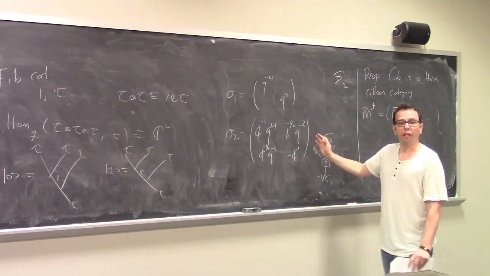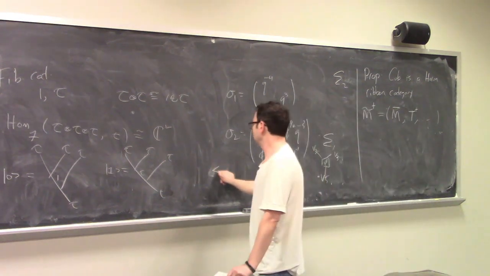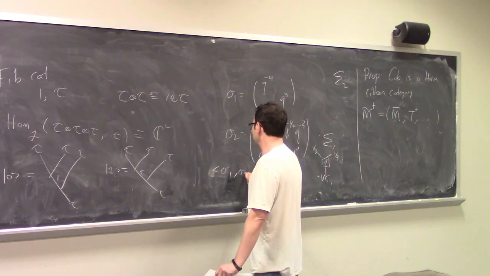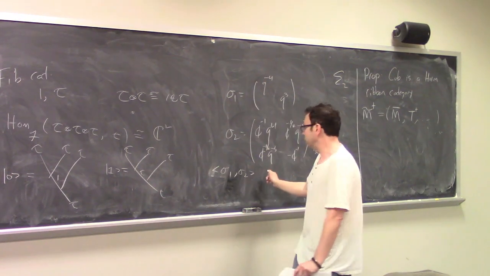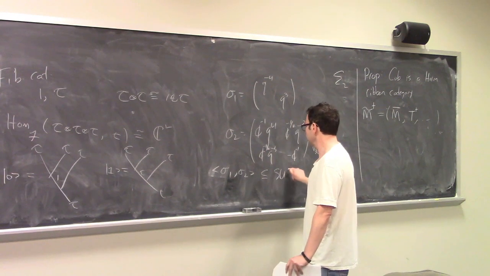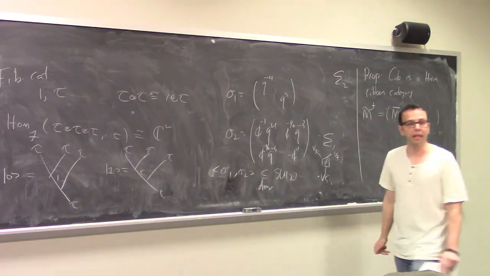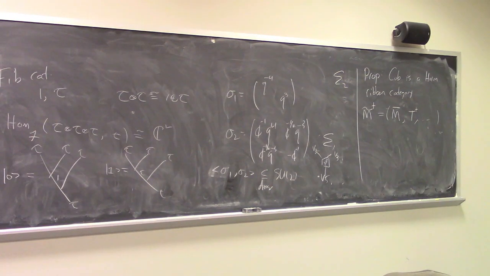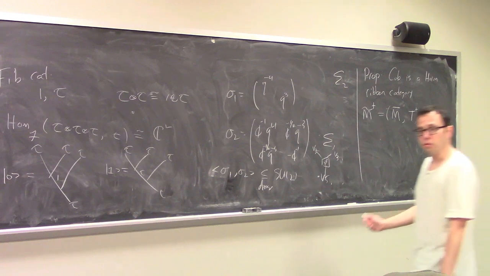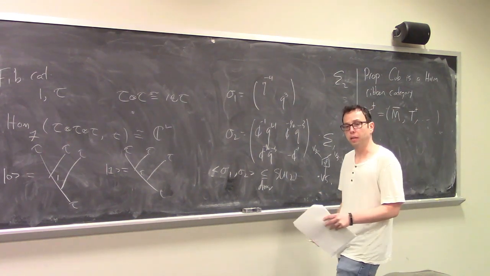And one could show that the group generated by these two things is dense in SU2. And you could approximate any quantum gate on a single qubit by these two things. And that's the whole idea of topological quantum computing.